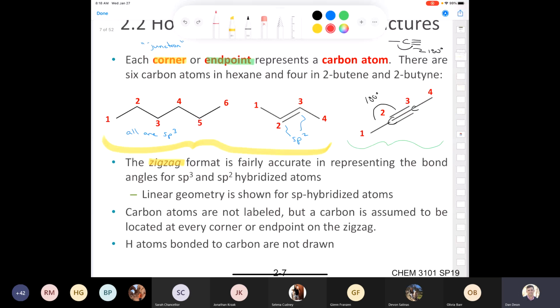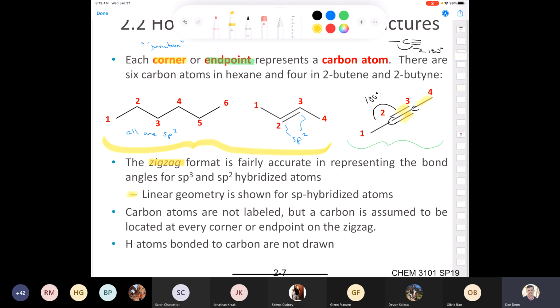How do you know, Mr. Dion? Because we have 1, 2, 3, 4 bonds. If you have 4 bonds, you don't need any hydrogens, okay? We don't include hydrogens in bond line structures. All right, again, it's all repeated down here.